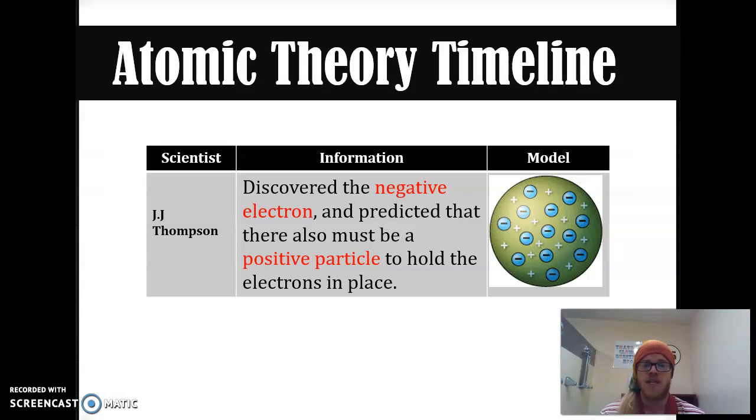J.J. Thomson, he found the electrons, right? He predicted there also must be a positive particle to hold the electrons in place. So that changed our model, right? He said, oh, it's not just this one indestructible piece. There are other parts within it, right? He didn't know about protons, but he said there had to be something positive if this negative thing is held in place.